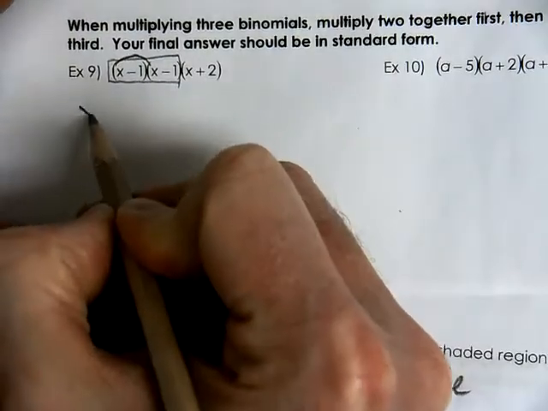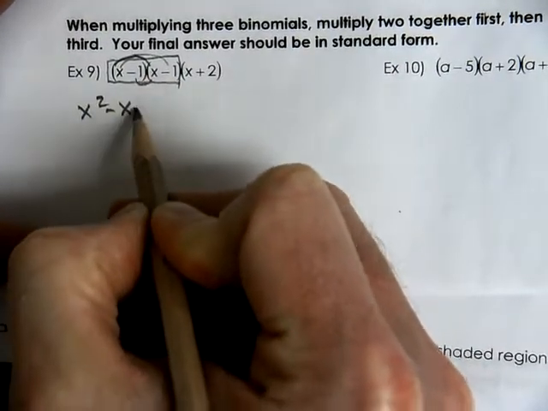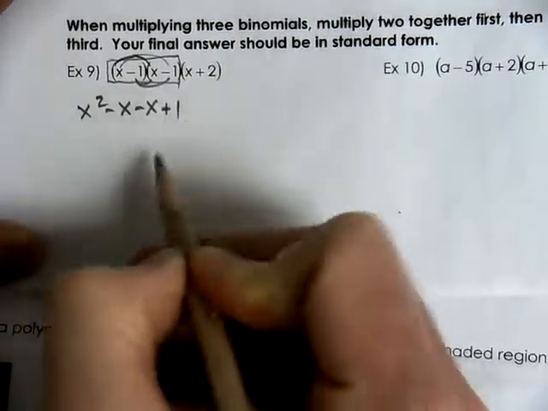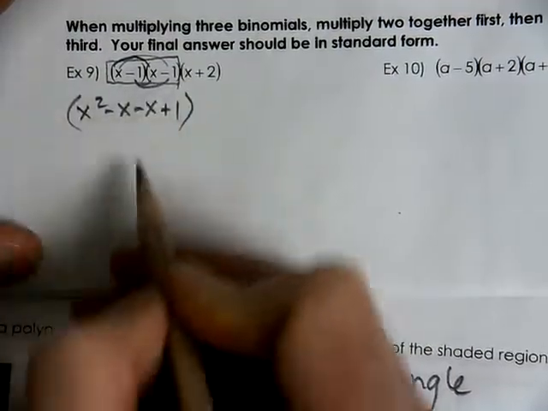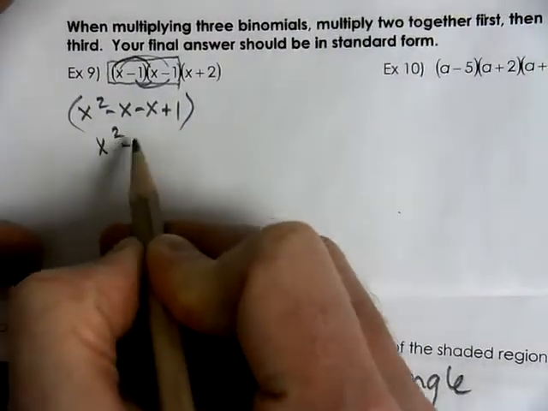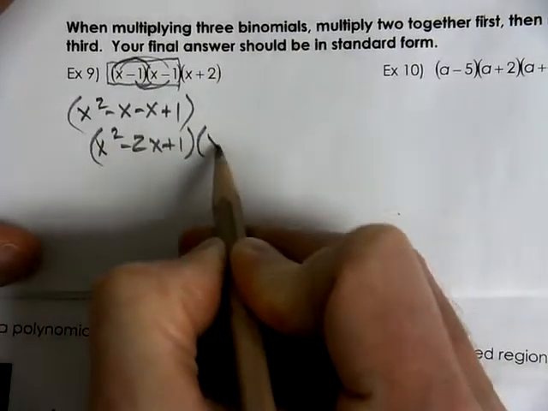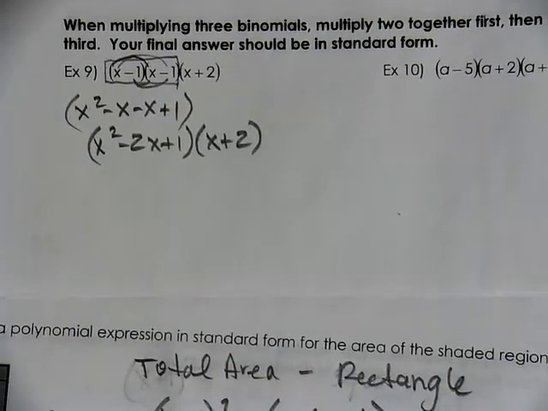X times x gives us x squared minus x, and 2 negatives make a positive 1. So that's what we have so far. And when we collect our like terms, we have a trinomial times a binomial.